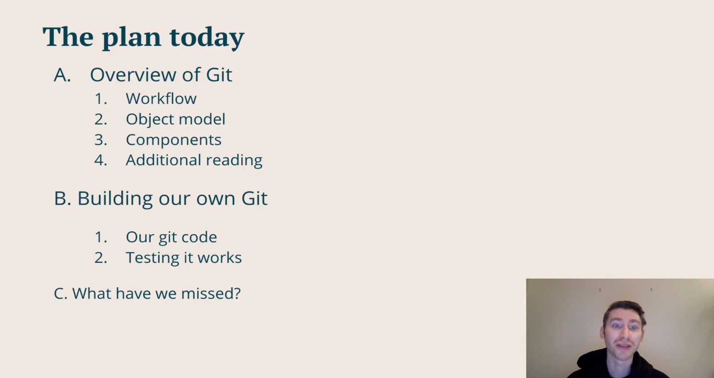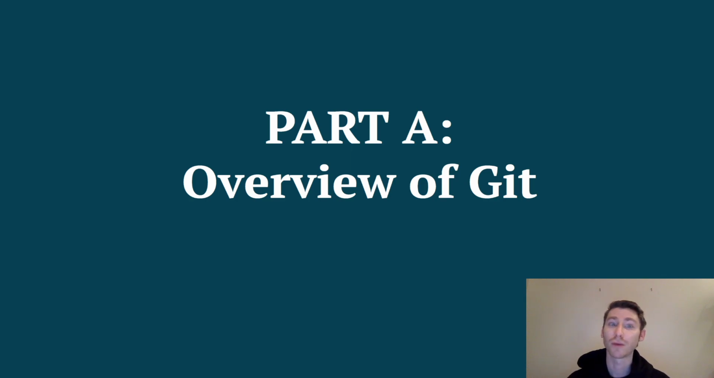This talk will be broken down into the following parts. We've got part A, which is going to be the overview of Git, which looks at the workflow, the object model, and the components. Then part B, which is building our own Git, the Git code, and how I tested it. And then part C is just what ours does not do, which the real Git does. So let's start with part A, an overview of Git.